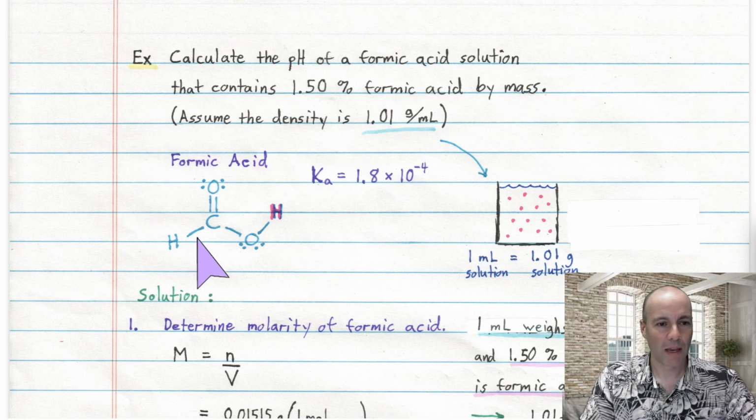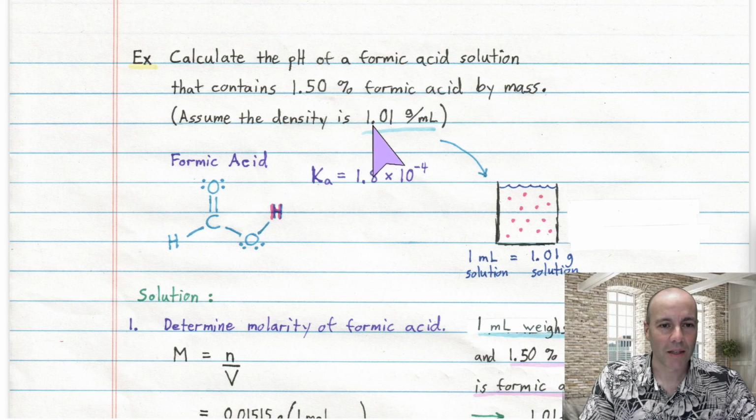First, this is formic acid. Here's the Lewis structure for formic acid. It's the proton that's attached to the oxygen atom which is acidic. So this is the one that comes off, and this is a weak acid, and here's its equilibrium constant at 25 Celsius. And you're also told that the density is 1.01 grams per milliliter. So if you had a milliliter of solution, it would weigh 1.01 grams. So there you go. That's one little milliliter of solution, and the mass of that solution is 1.01 grams.